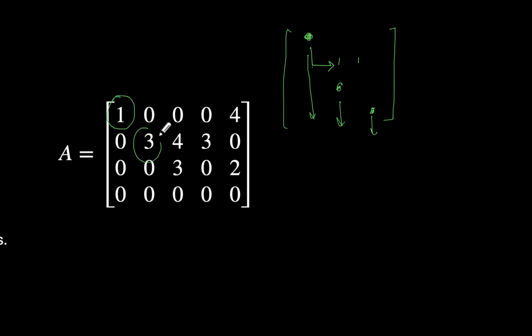This is the first non-zero entry, and this is the first non-zero entry. So the first condition: any rows of all zeros are below any other row. This matrix has a zero row which is at the bottom.